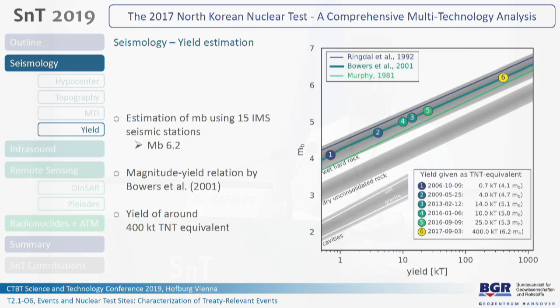We also estimate the yield, or try to estimate the yield. To be consistent with our estimations, we always use the same 15 IMS stations for the first until the sixth test, just for consistency. And we come up with a body wave magnitude of the test of 6.2. If we use a magnitude yield relation by Bowers et al., 2001, we come up with a yield of around 400 kilotons TNT equivalent. This is shown here on this side, if you assume wet, hard rock conditions. So that was the seismology part.